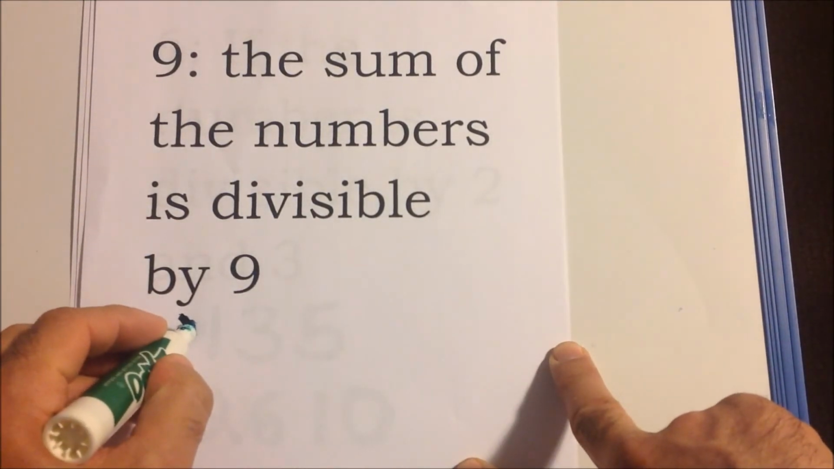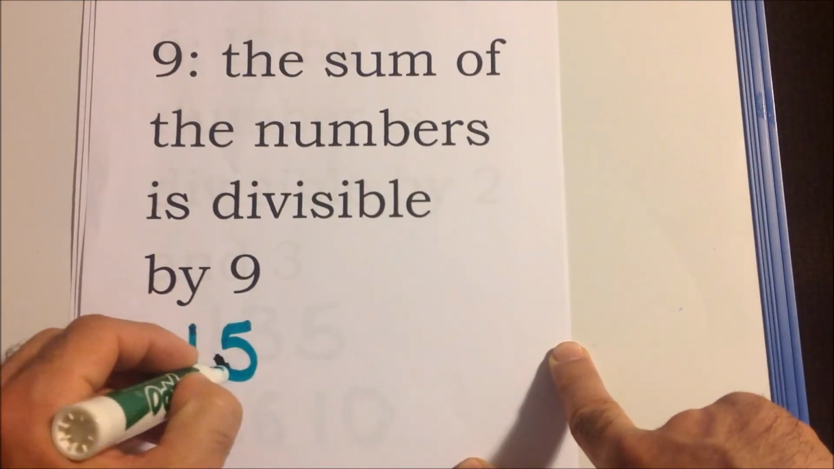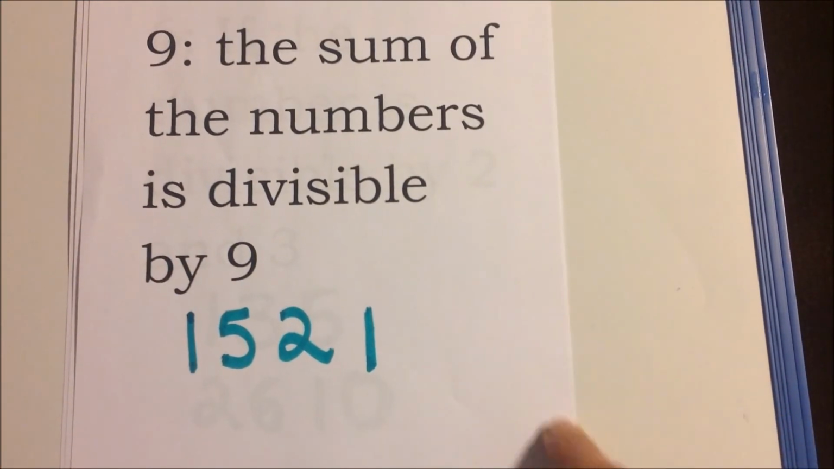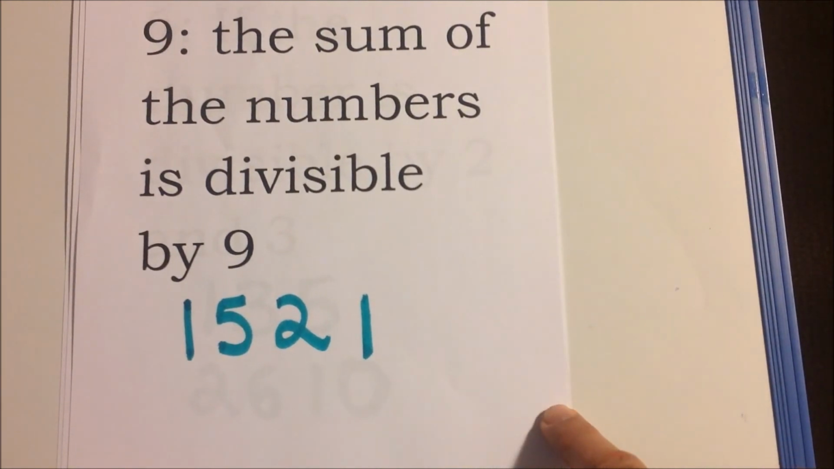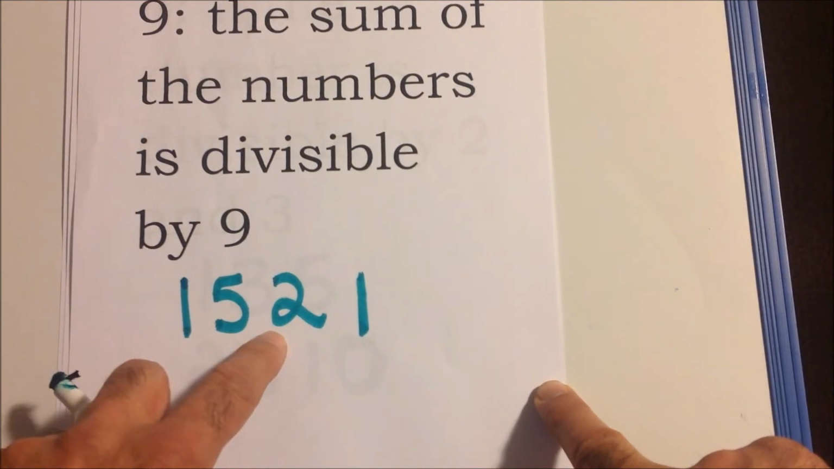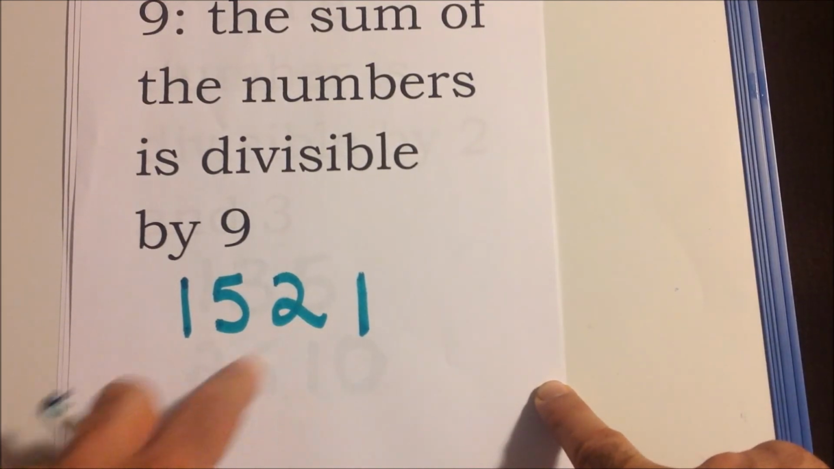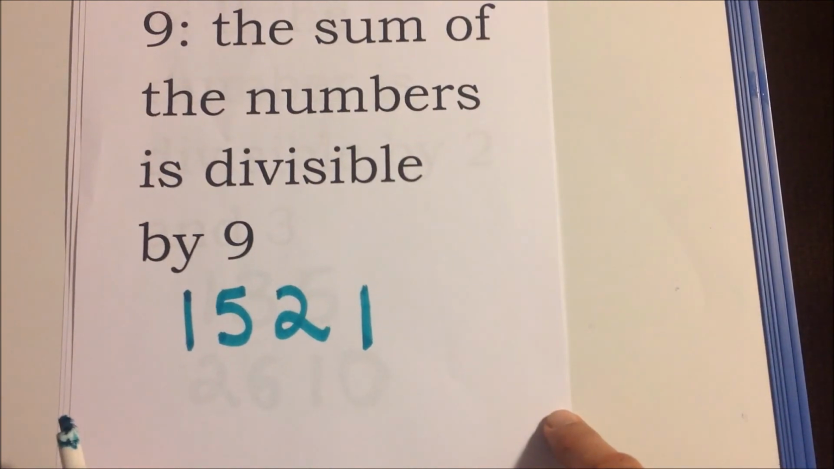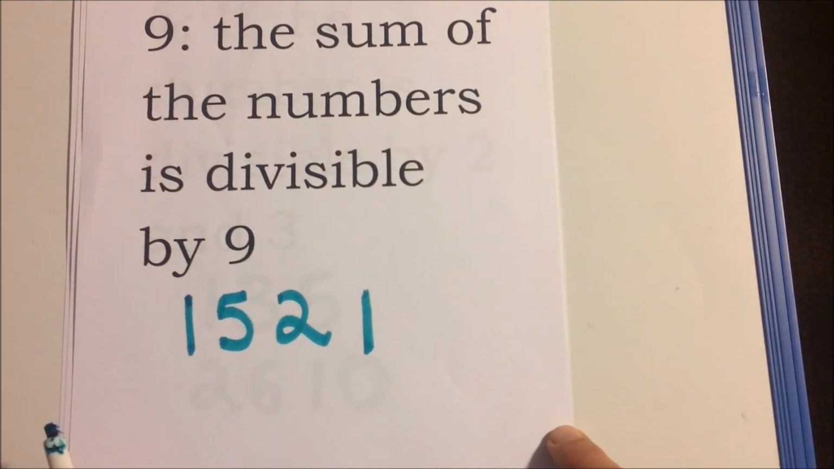So let's look at this one, 1,521. Let's add this up. We have 1 plus 5 is 6. 6 plus 2 is 8. Plus 1 is 9. Now, does 9 go into 9? Yes. So 9 will go into 1,521.